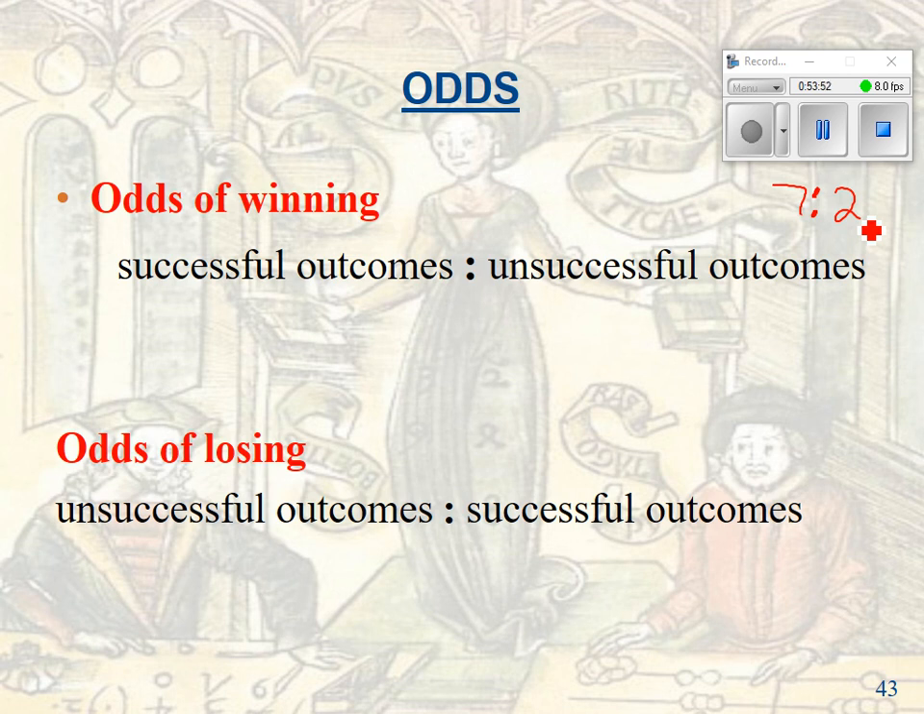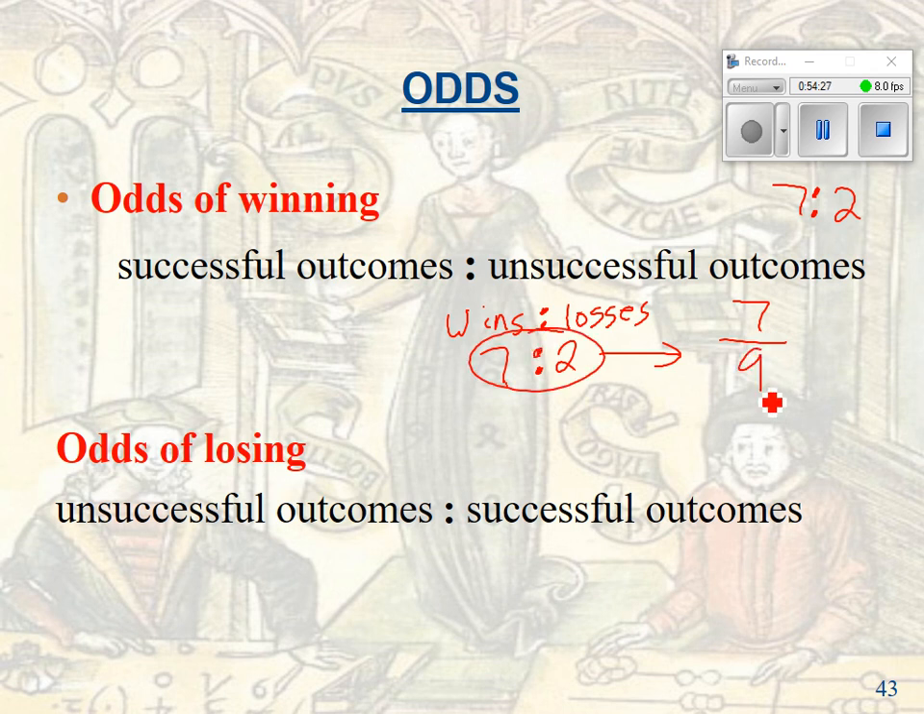All right, so if we want to change this, the odds of winning is always going to be wins compared to losses. And then odds of losing just turns that around. So 7 wins compared to 2 losses. If we wanted to change that into a probability, all we do, the probability of this horse winning is 7 wins out of a total of how much? 9 races.